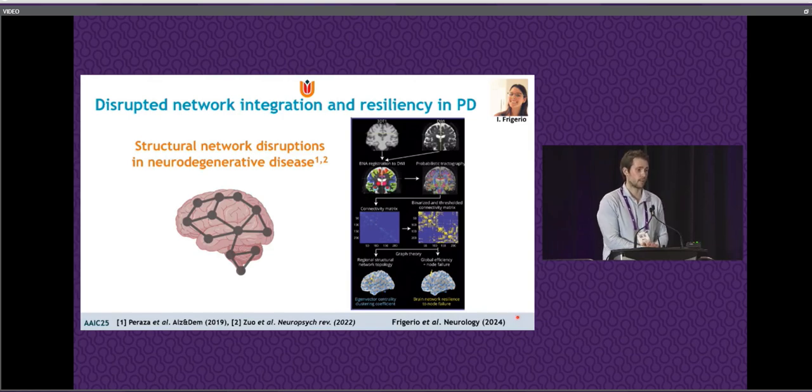Then a PhD student in the lab, now a postdoc at the NIH, was very interested in structural network disruptions in neurodegenerative diseases, because we know that the pathology hampers these structural networks and creates vulnerable brain hubs. She looked at this using diffusion MRI, which she then used with probabilistic tractography and graph theory to analyze these structural networks.